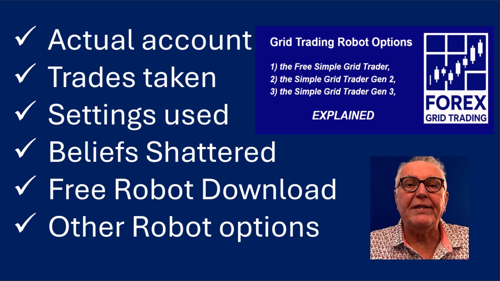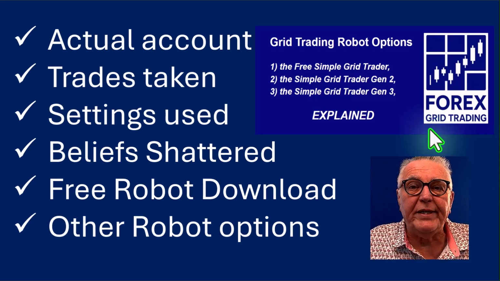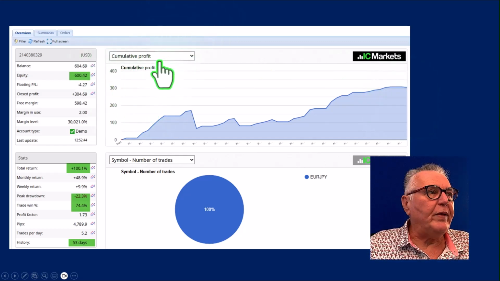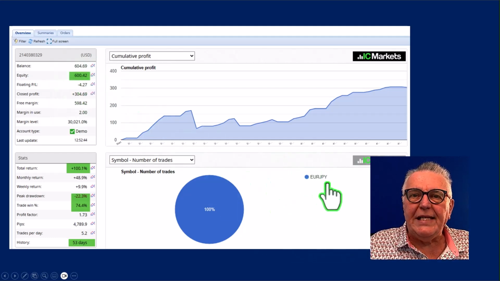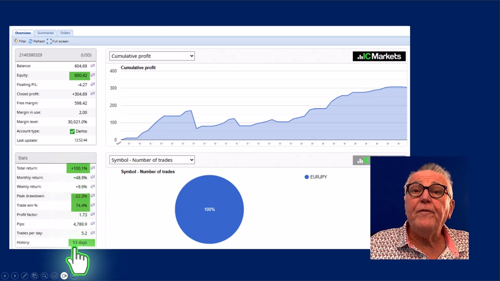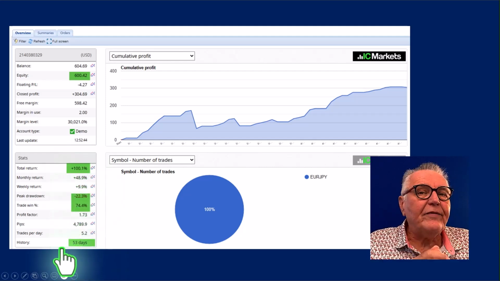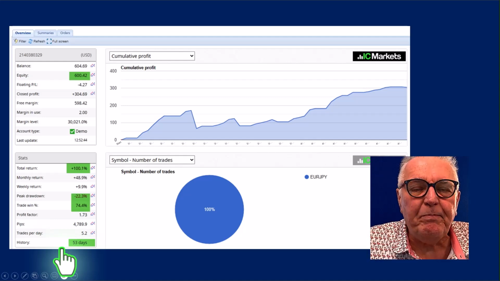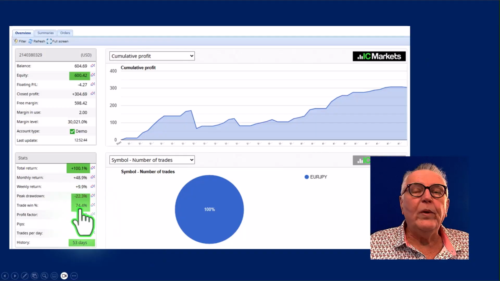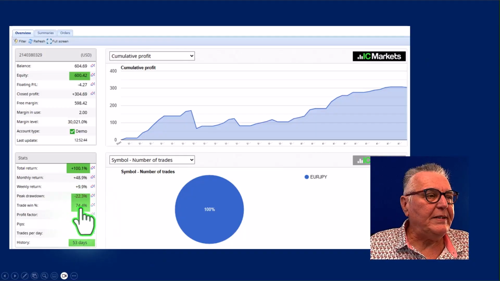So let's have a look at the actual account that was traded. And here on your screen you can see a FX Blue version of the account. You can see the equity has doubled from $300 to $600. It trades the euro yen, and it has had 100% return in 53 days. And as I said earlier, it trades the simple Grid Trader Generation 3. The win rate was 75%, or roughly 75%.